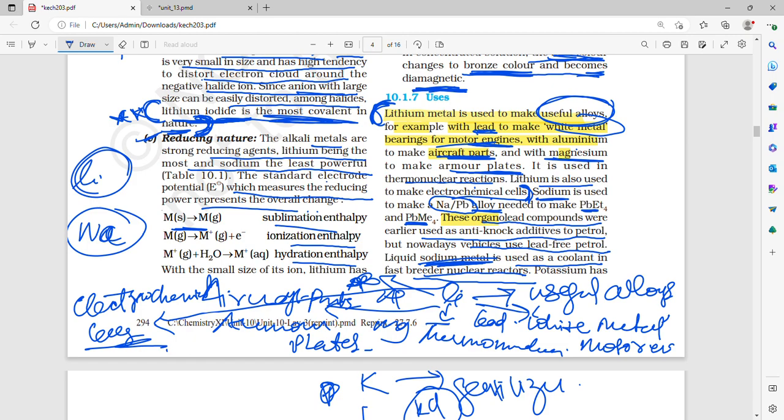Uses. Lithium is used to make useful alloys. For example, with lead, it is used to make white metal bearings for motor engines. With aluminium, it is used to make aircraft parts. With magnesium, it is used to make armor plates. It is used in thermonuclear reactions.